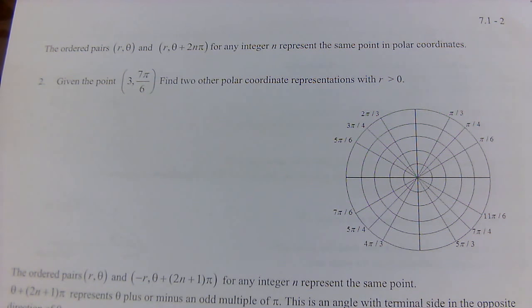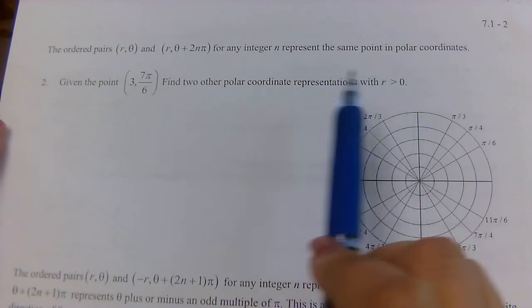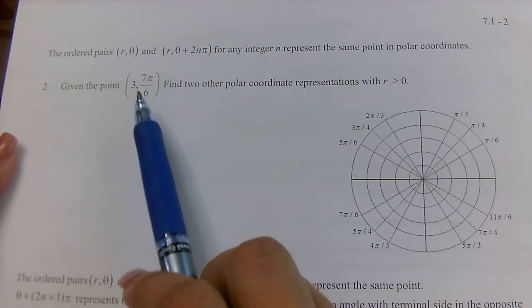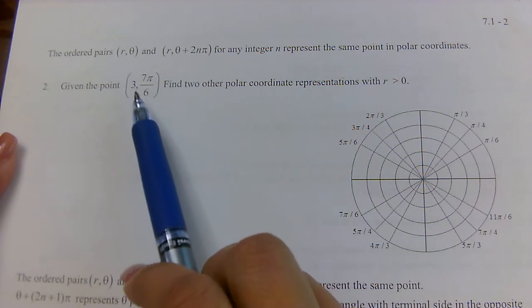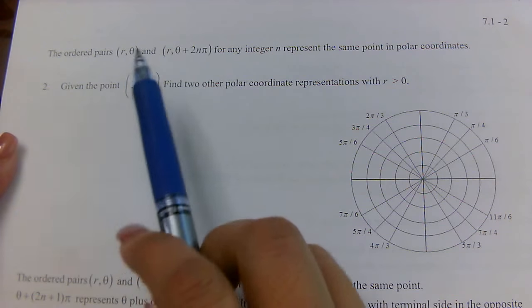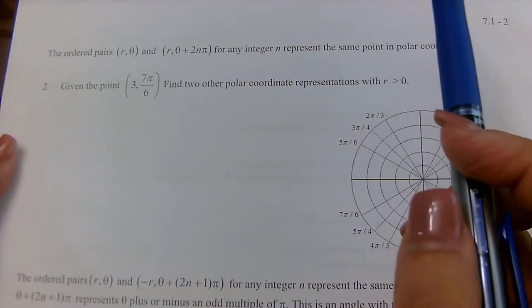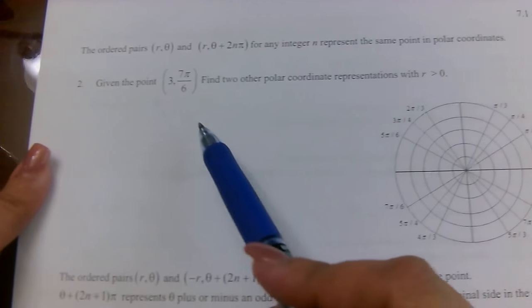Now what we're going to be doing is we're going to be given a point, and we're going to find two other polar coordinates when R is positive. So anytime R is going to be positive, what we're essentially going to do is just find another coterminal angle with the angle we're given. You're going to do that by either adding or subtracting 2 pi. So let's go ahead and do that.